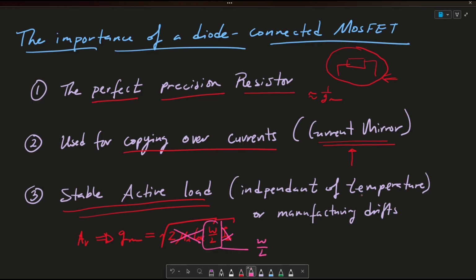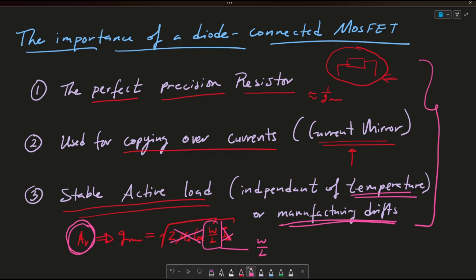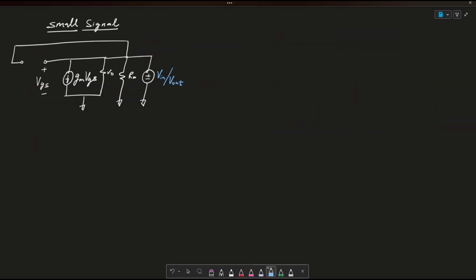As a result, it is independent of temperature. So if temperature changes, our gain will remain the same. And if the manufacturing drifts in any way, our gain will still remain the same. Again, these three examples are meant to give a base as to why we're studying this diode connected MOSFET. I hope that makes sense. Please leave any questions or concerns you may have in the comment section below, and I'll be sure to get back to you.